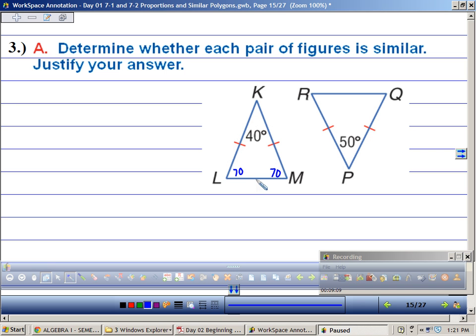How do you know they're the same? Because of the little dashes. Okay, it's an isosceles triangle, right? So that theorem states that if two sides are congruent, then their opposite angles are congruent, correct? Same thing over here. What does that make each one of these angles?